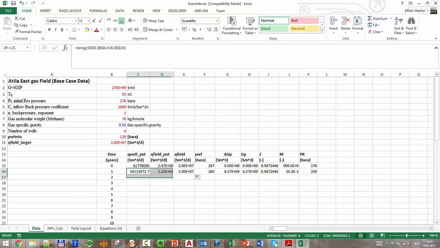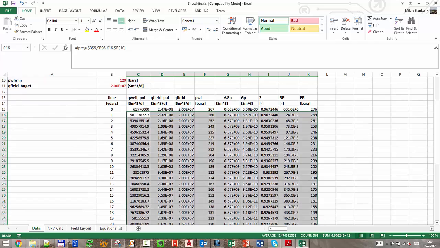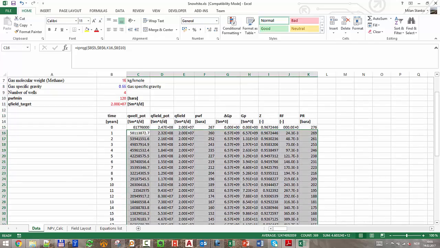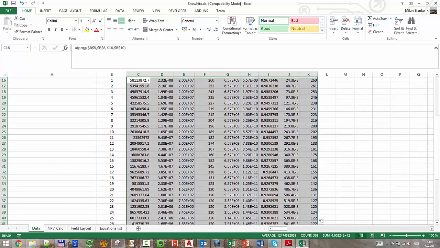Now the nice thing about Excel is that I can just drag it down, and it will repeat the same calculation with every year. So everything more or less under control. You see 20, in all of them, the potential is greater than the rate. Potential is greater than what I want.